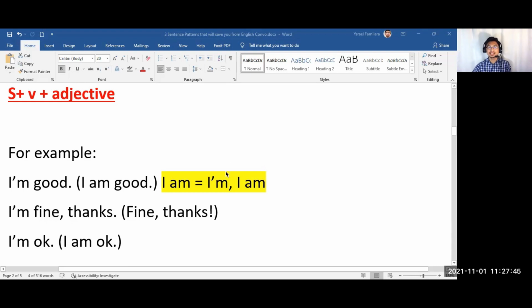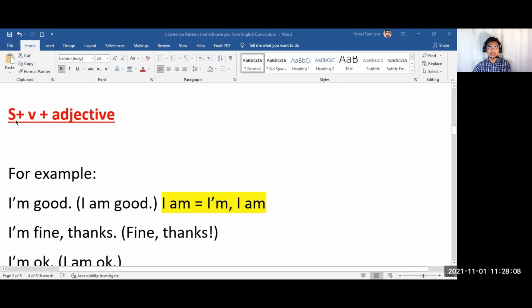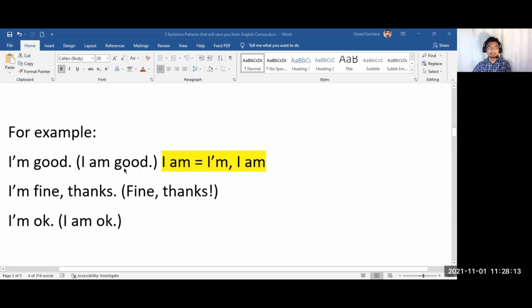Okay, let's move on to our next example. I'm fine, thanks. In American conversation, sometimes you will not hear the word I'm anymore. So they will cut it to fine, thanks. Next, I'm okay. So that is the short form or contracted form of I am okay. All right. Again, that is our subject plus be verb plus adjective pattern.